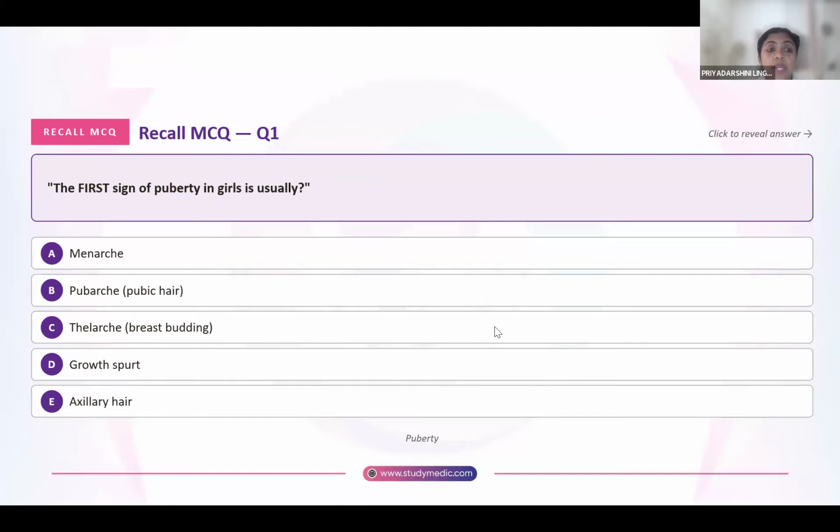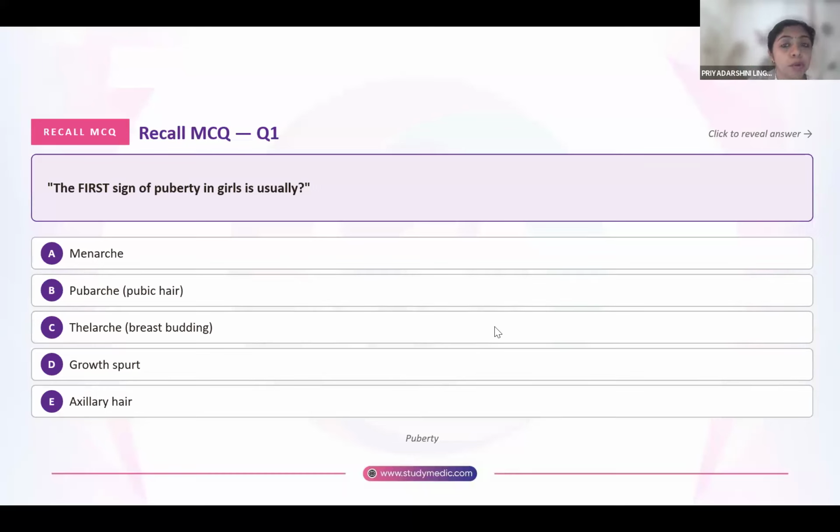Okay. So the first question here is the first sign of puberty in girls. So we have menarche, we have pubarche, we have thelarche, we have growth spurt, and we have axillary hair. Now, all these changes are seen in puberty. Which is the first one to come? First one is always the breast budding.